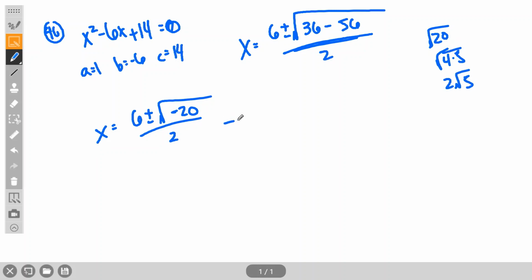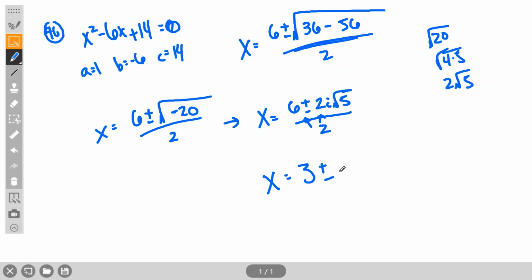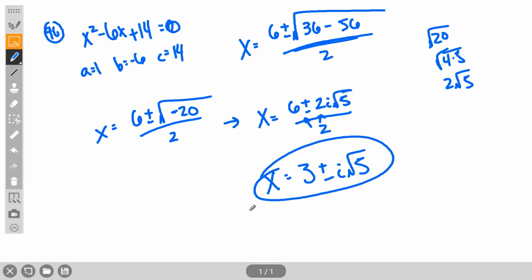So this becomes 6 plus or minus 2i root 5, because it's a negative, so i, all over 2. And I can split the denominator to each term and divide by 2. So I get 3 plus or minus i root 5 as the solutions. So that's two solutions.